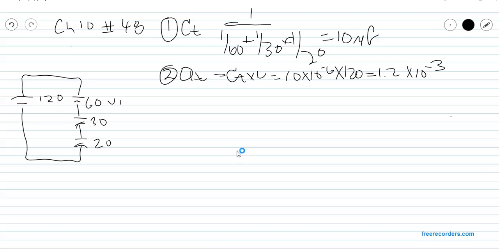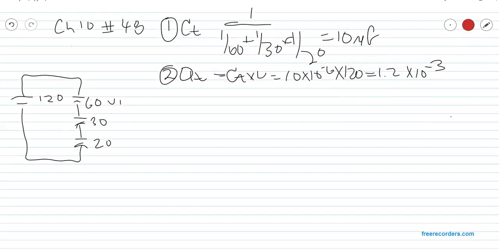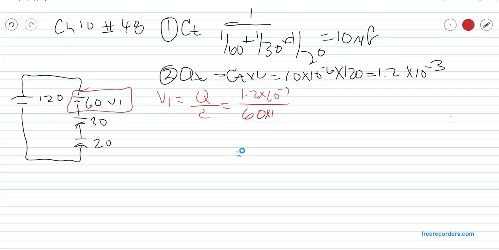Now, from there, we need to find the voltage for each capacitor to find the energy stored. So we will start with V1. If you remember from the previous problem, it is your Q total divided by your individual capacitor, which is 1.2 times 10 to the minus 3 divided by 60 times 10 to the minus 6, which equals 20 volts.